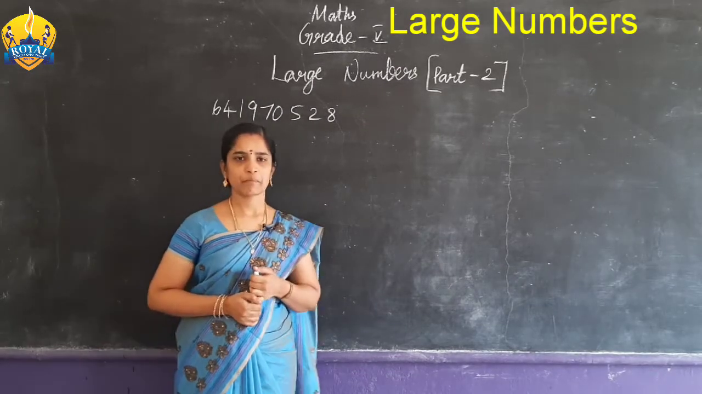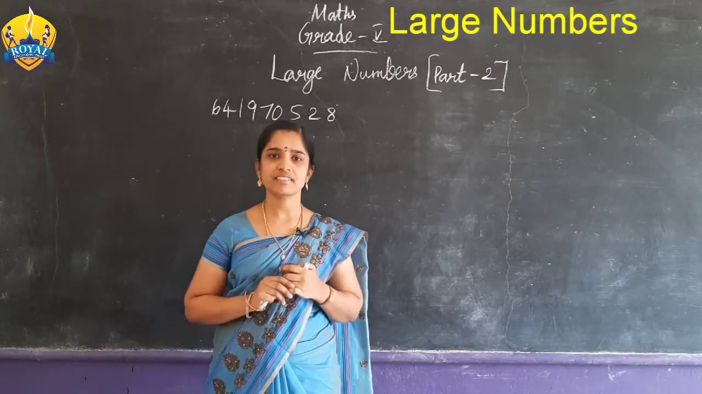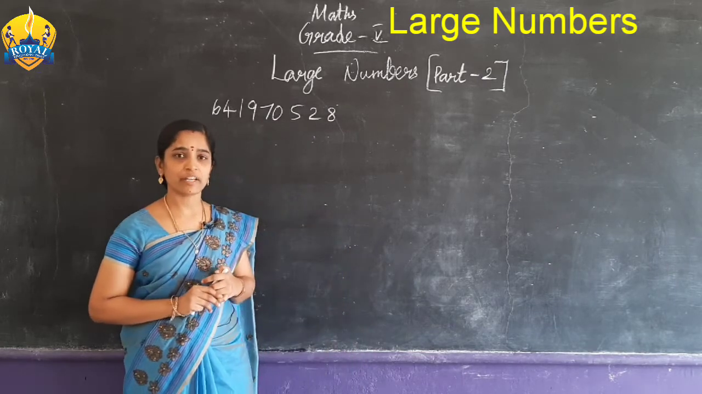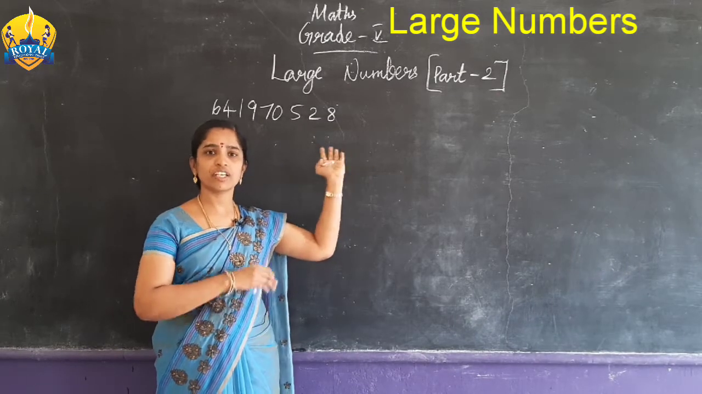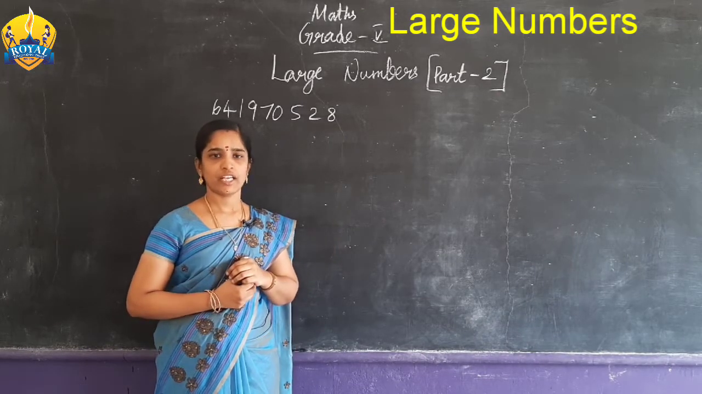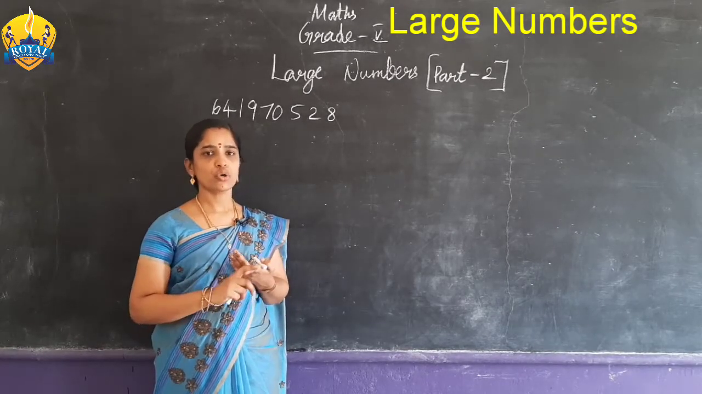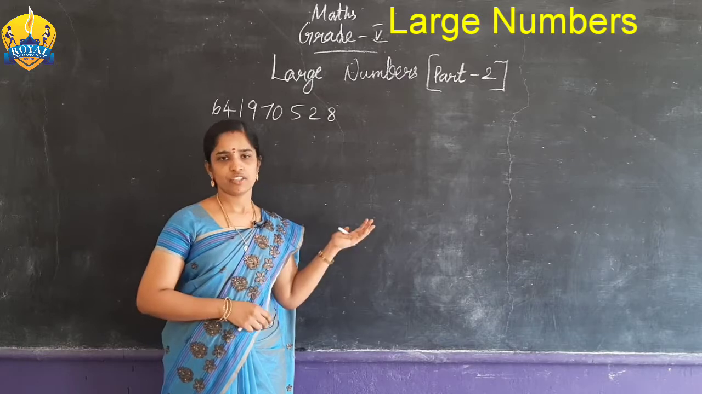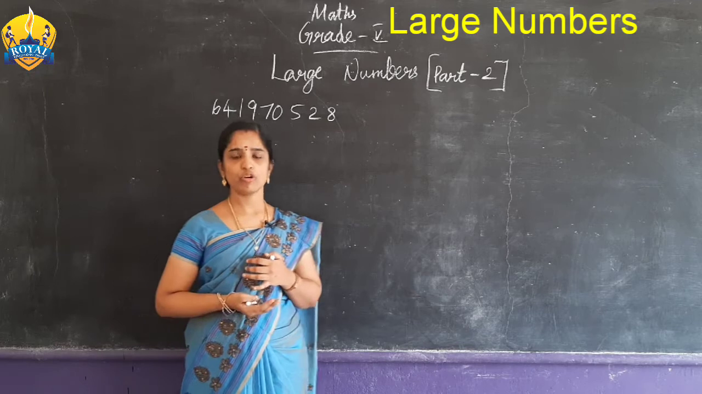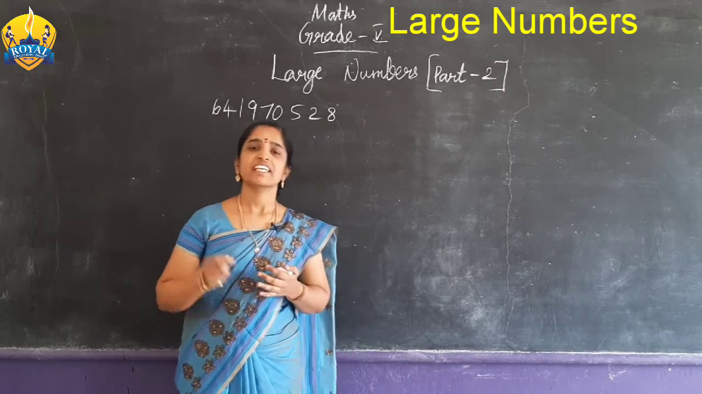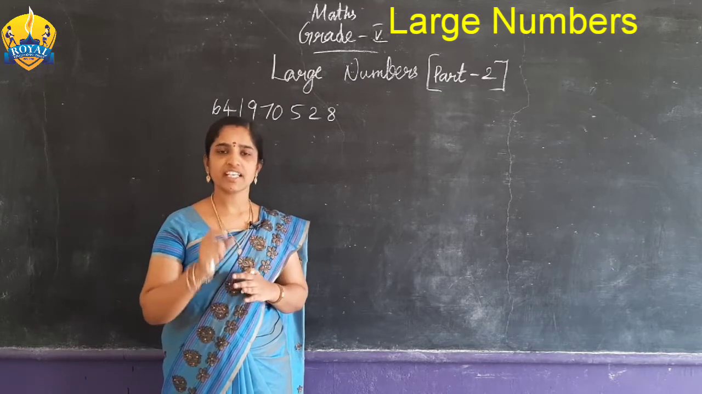Today's topic is large numbers part 2. In Exercise 3, page number 21, we already know the place value of numbers, using commas, and also the number name of the numerals. Today in this video we are clarifying the place value of each digit in the numeral. Note this point, each digit in the numeral.